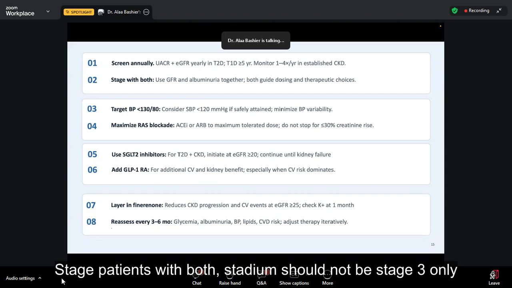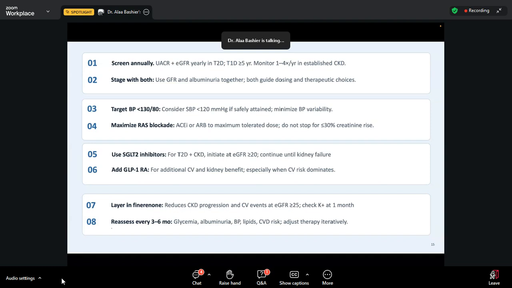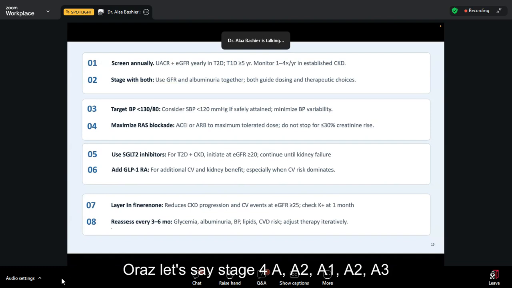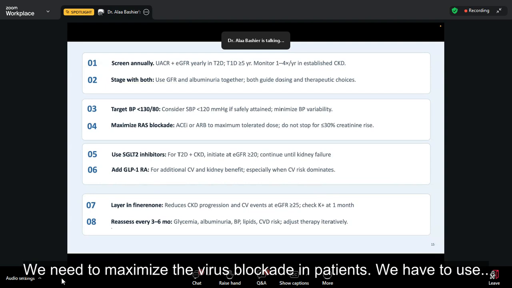Staging should not be stage 3 only. You have to mention the level of risk attributed to albumin excretion. So stage 3, or let's say stage 4, A1, A2, or A3. So in that case, we get to know the cardiovascular risk of those patients. We need to maximize the RAS blockade in patients.